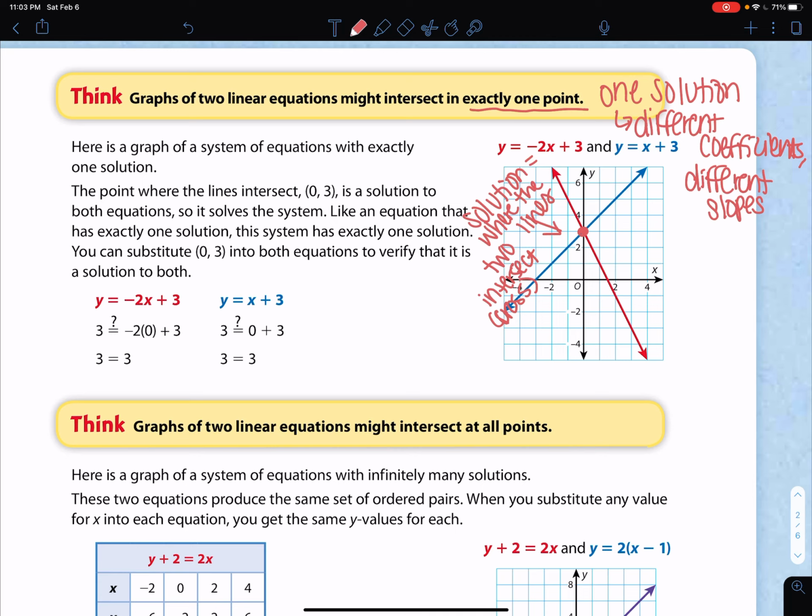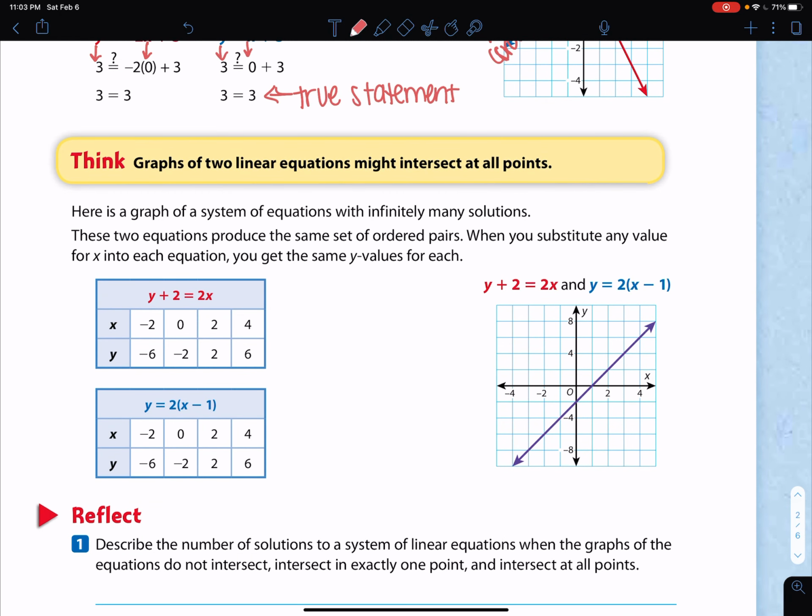So that means you can substitute (0, 3) into both equations to verify that it is a solution to both. So for (0, 3), where they saw an x, they put a 0 in its place, and where they saw the y, they put a 3 on both equations. And they found that once they plugged that point in, they got a true statement at the end. Okay, so that means it is a solution to the equation. All right, moving on.